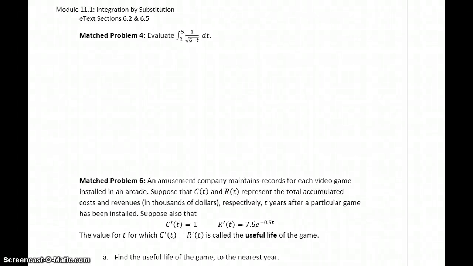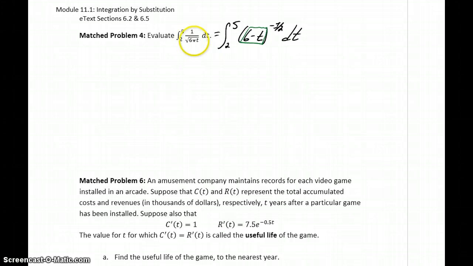Problem 4 may be a little bit easier to solve if we first start by rewriting this as the integral from 2 to 5 of (6 minus t) to the negative 1/2 dt. The reason I like to rewrite that is because then it's a little easier to recognize that my interior function is just 6 minus t, versus thinking that the interior function is the square root of 6 minus t.